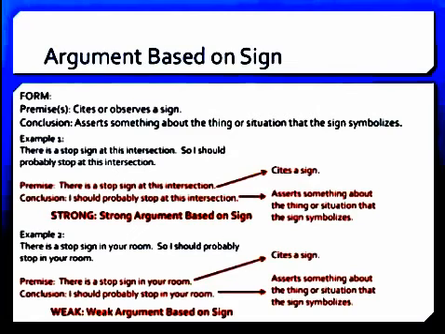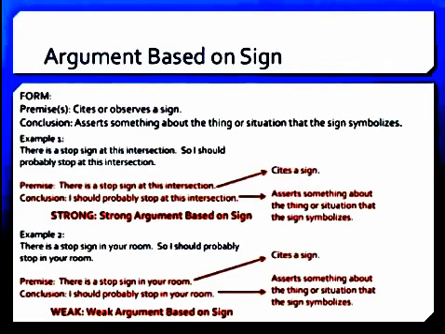Now notice how the conclusion asserts something about the thing or situation that the sign symbolizes. However, in this case, you actually have a weak inductive argument. The reason for that is because even if the premises were true, it would not support the probable truth of the conclusion. Even if it's true that there's a stop sign in your room, this probably doesn't mean that one should stop in your room. It's most likely the case that you have a stop sign in your room because you have it for aesthetic reasons or some other reason, rather than telling someone to stop in your room.